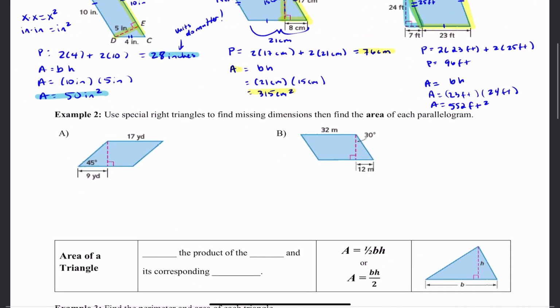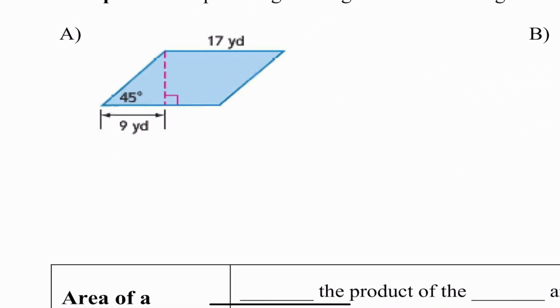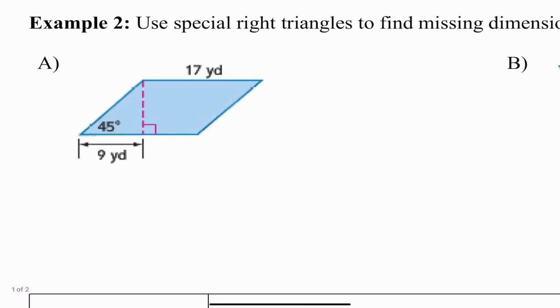All right, here we go. Example 2 says use special right triangles to find the missing dimensions and then find the area of each parallelogram. I don't need to find the perimeter at all. I'm just going to be finding the area. At this point, I assume that you know how to use special right triangles, so I'm just going to go through these problems quickly. Remember, we have a parallelogram, so opposite sides are congruent. If this side here is 17, that means this side here is 17.